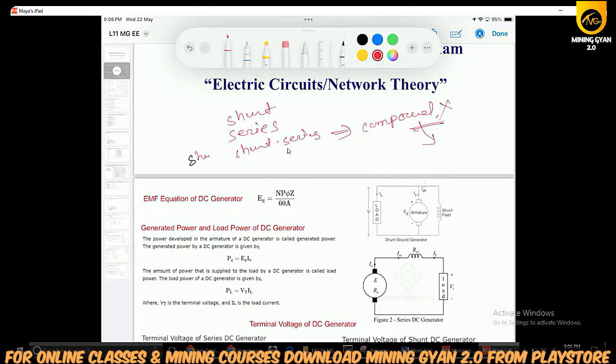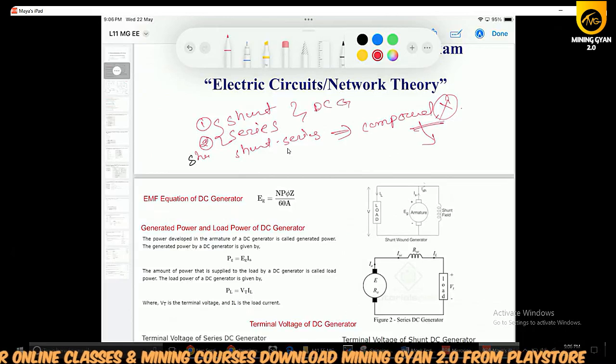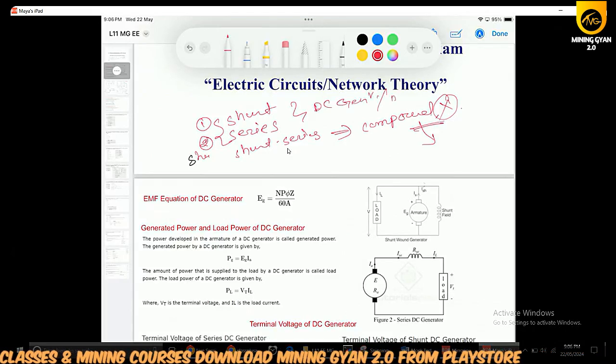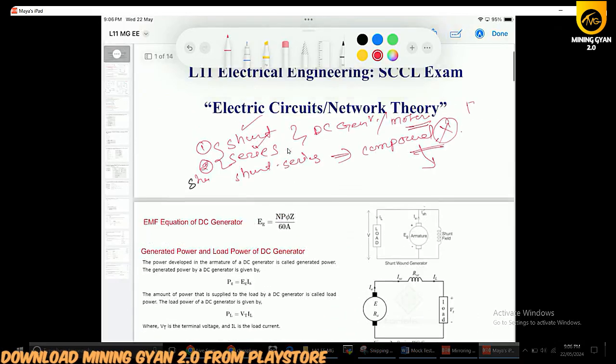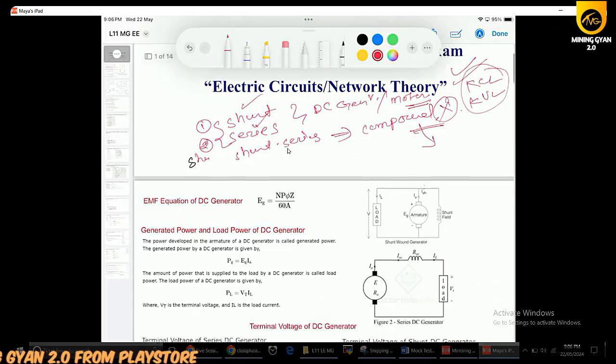So I'm not going to teach this topic, but we will see these two configurations of DC generator or DC motor. And we will see some formulas related to this. And those formulas will be based on KVL and KCL only. These are the basic things.